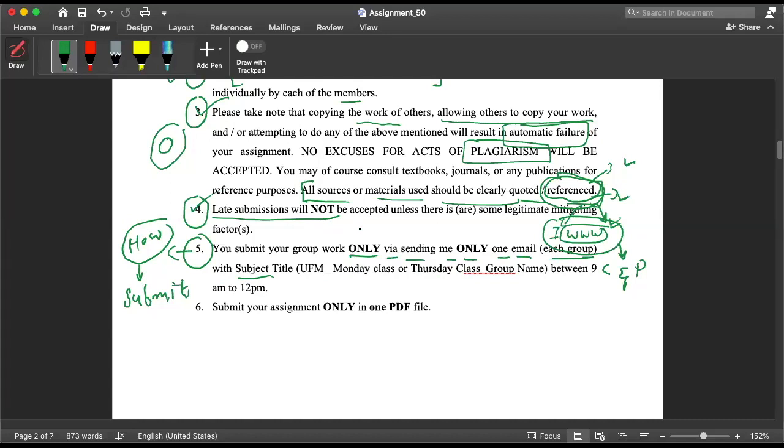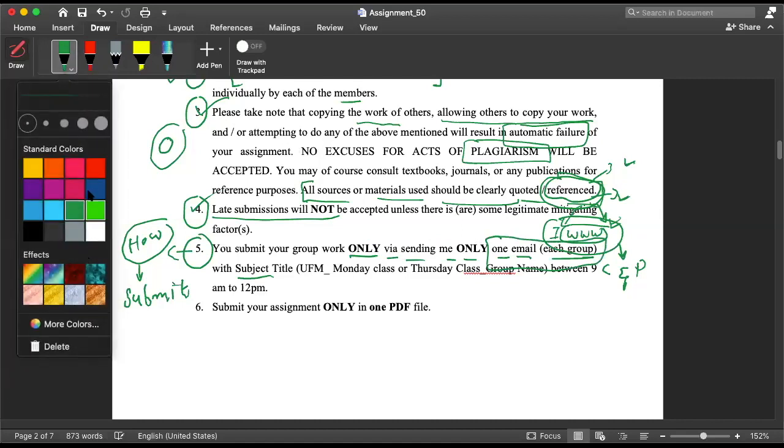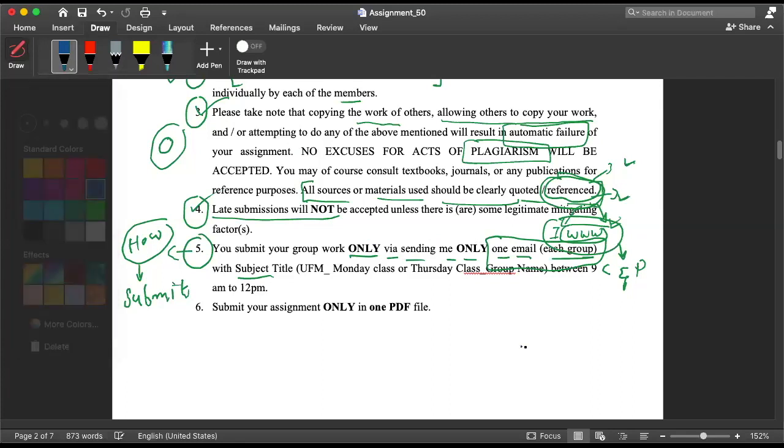Same with the other groups. So one email from one group. Does everybody understand? One email from one group. Then you send me the email.